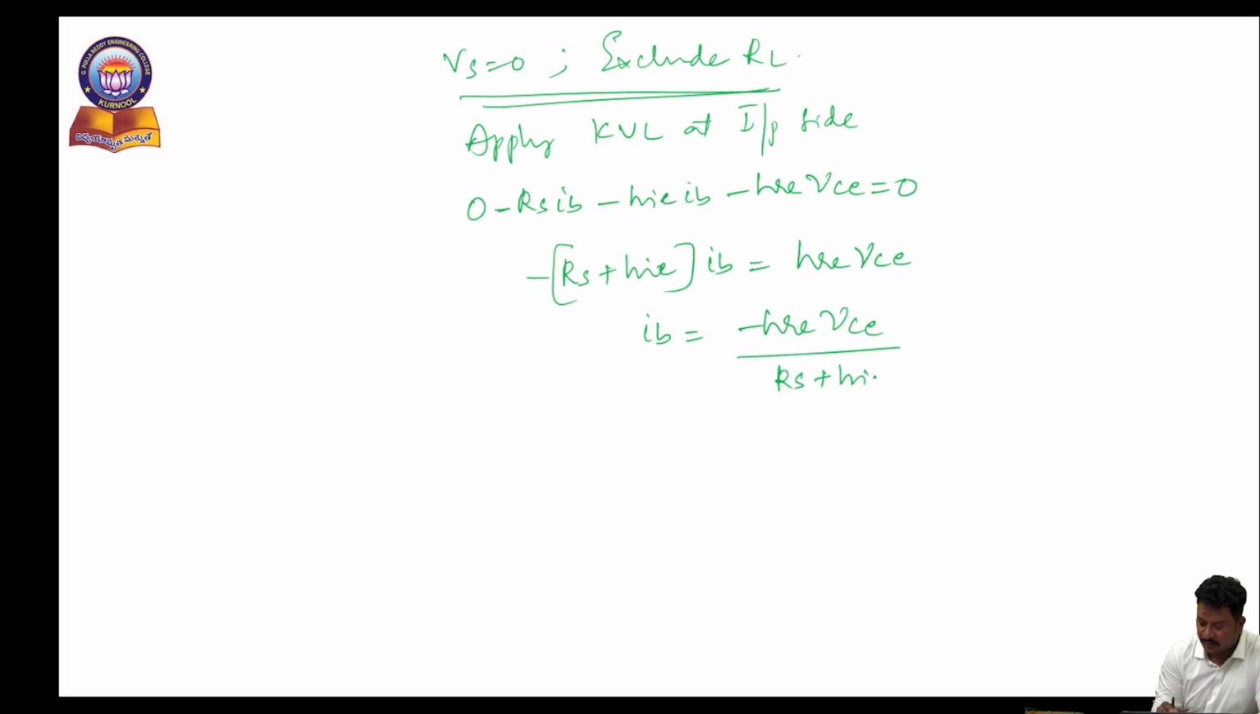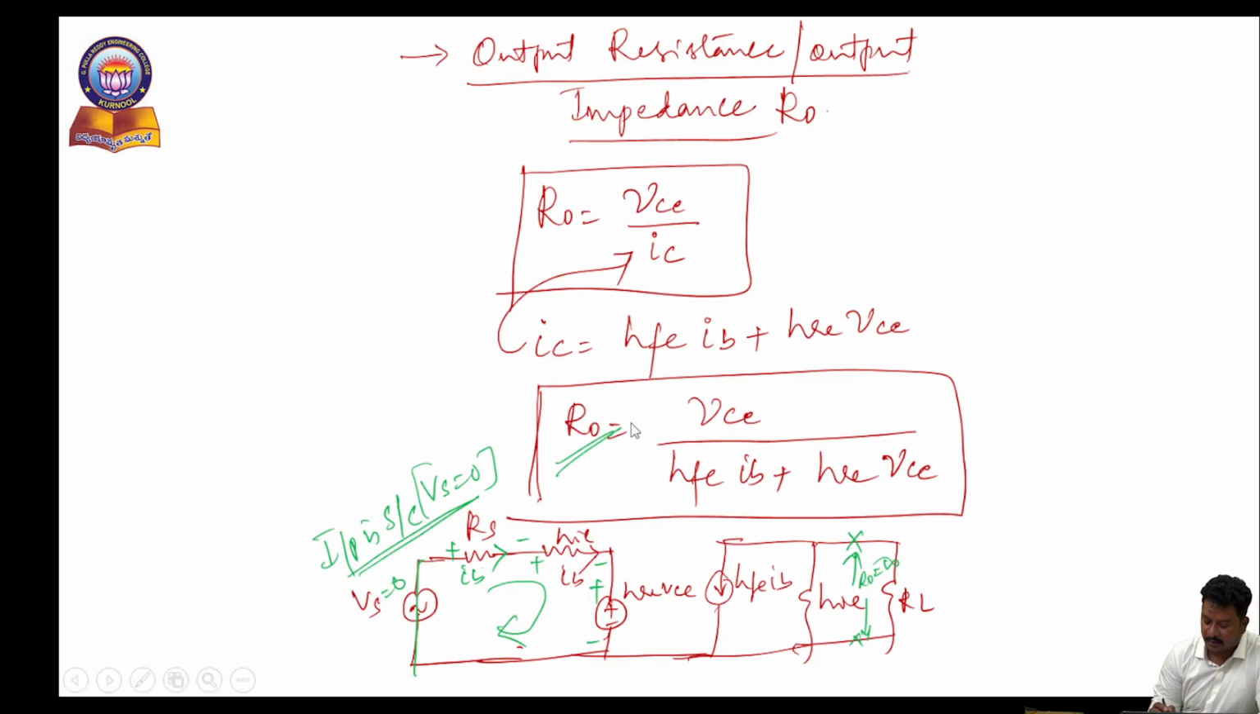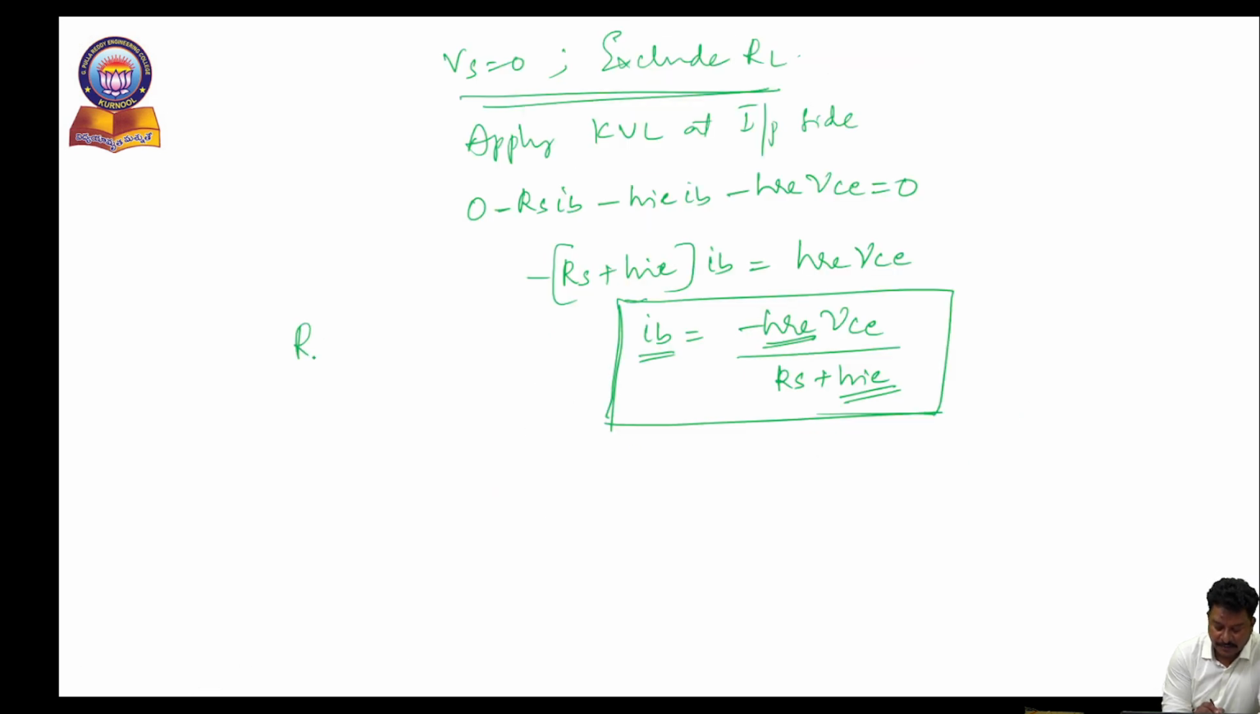This is the IB equation I am getting in terms of the H parameters, the reverse voltage gain and the input resistance. Previously we already defined R naught, and you consider this as equation 1. Substituting the IB value into this equation, I am writing once again the R naught value. R naught is equal to VCE by HFE IB plus HRE VCE. This is R naught.